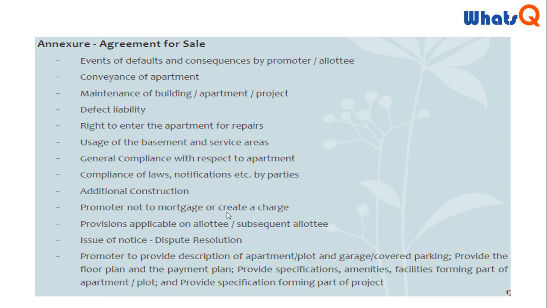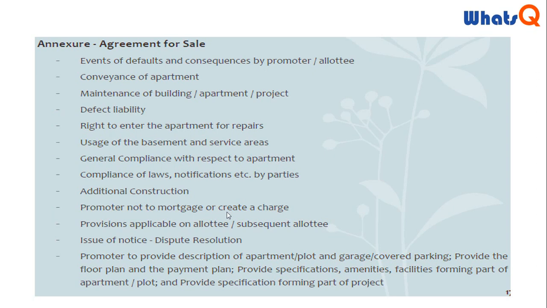Then there is the conveyance of the apartment, then the maintenance of the building, apartment and project, how it will be carried out, defect liability, how it will be taken care of, then the right to enter the apartment for repairs, and usage of basement and service area, how it will be allowed to be used, then the general compliance with respect to the apartment, compliance of law, notifications etc. by the parties, which includes the promoter as well as allottees, and additional construction, if any is going to happen, should form part of the agreement for sale.